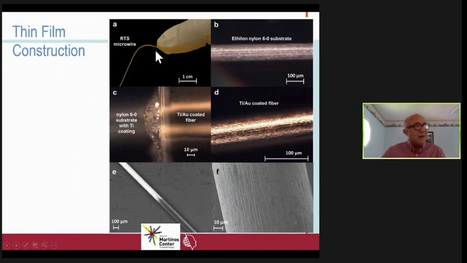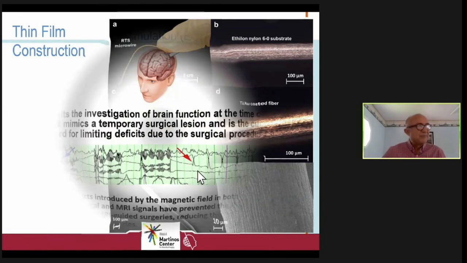We finally made an implantable version, using the same diameter as a platinum iridium wire that is used in implants. And you can see here the images in the optical microscope and in the electron microscope. Here you can see the changes in conductivity over space.